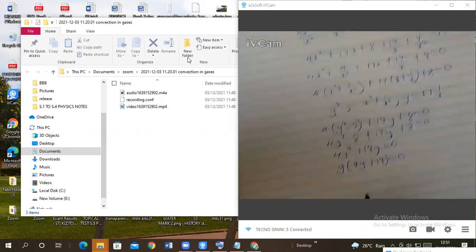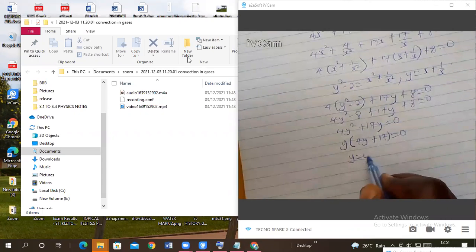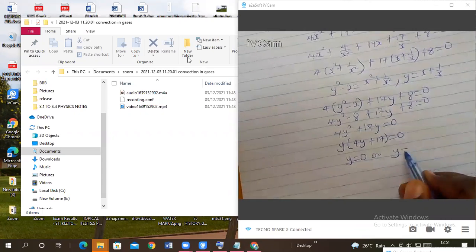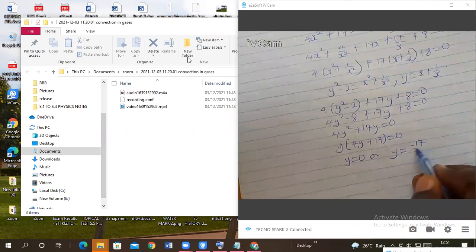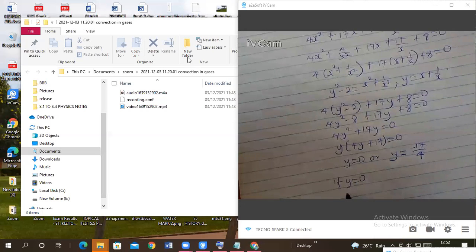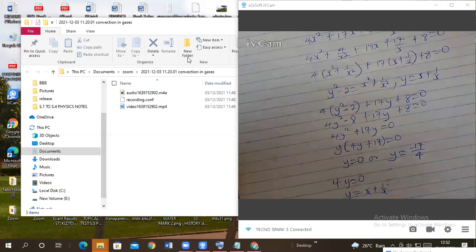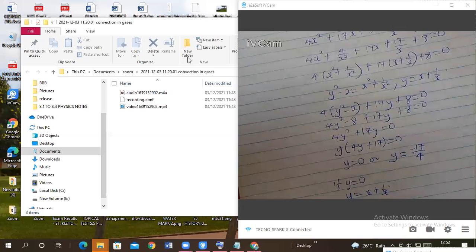So what are the values of y? y is equal to 0, and also negative 17 over 4. Do we have that? So if y is 0 and our y is x plus 1 over x, it means I have 0 is equal to x plus 1 over x. So we multiply all through by x. So we get 0 is equal to x squared plus 1.